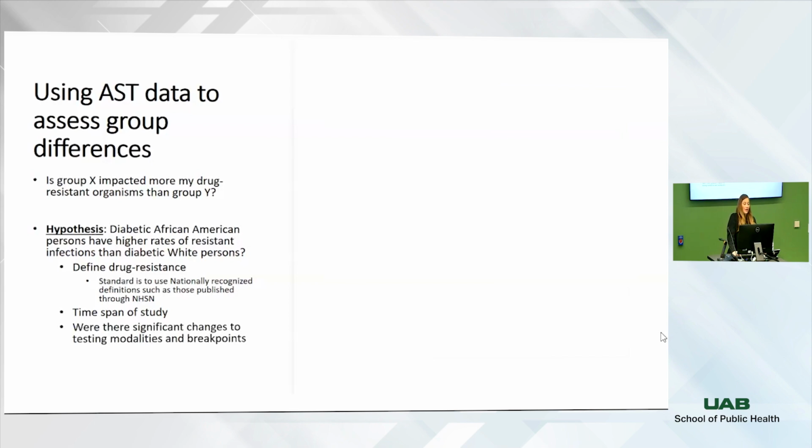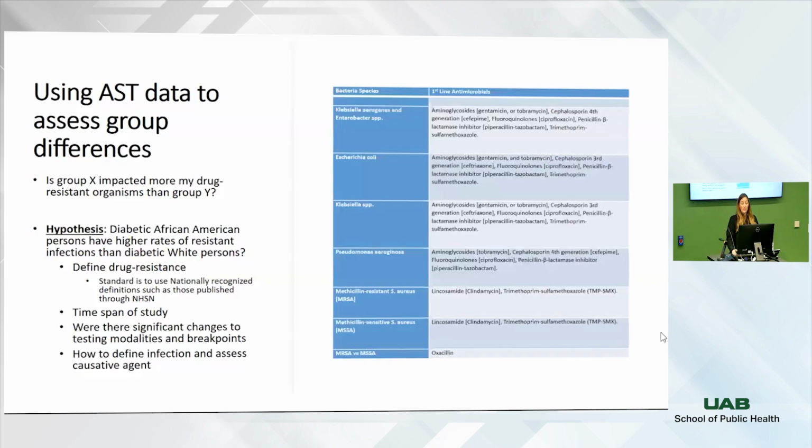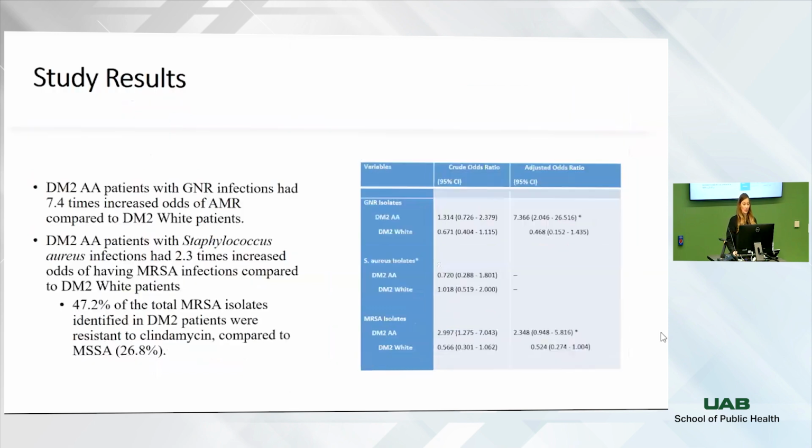All right. So were there significant changes to testing modalities and breakpoints? And then how to define infection and assess causative agents. All right, so for the purpose of this study, we looked at first-line antimicrobials because a lot of times diabetic patients are coming into their PCPs or getting admitted, and we say this is a diabetic wound infection. This is the first-line antimicrobial we're going to treat you with, and see how you respond and go from there. And sometimes plus or minus cultures.